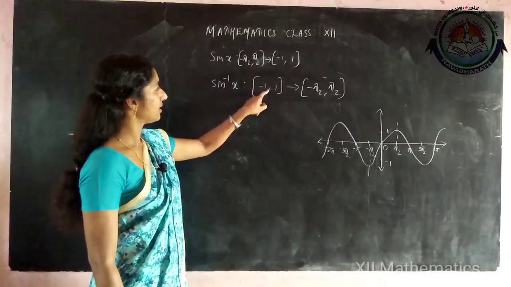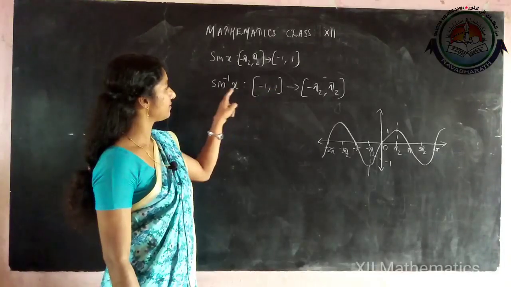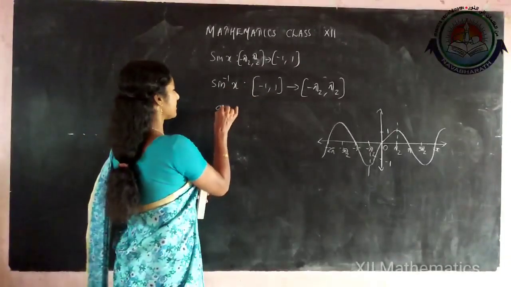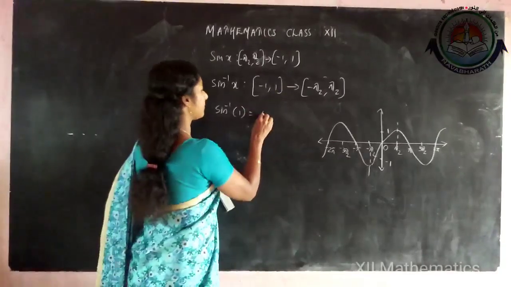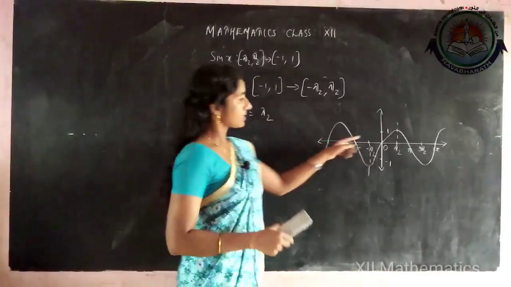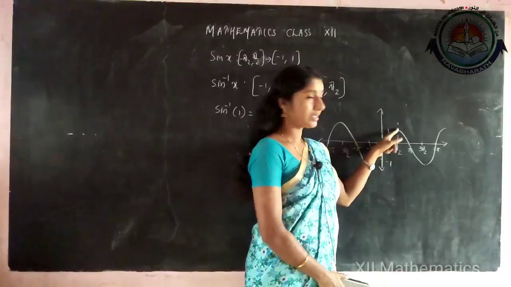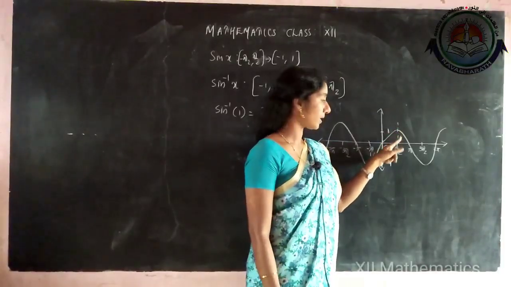Okay, that means see here, what is the value of sine inverse of 1? What is sine inverse of 1? Sine inverse of 1 is pi by 2. See, sine of pi by 2 is 1, so sine inverse of 1 is pi by 2.